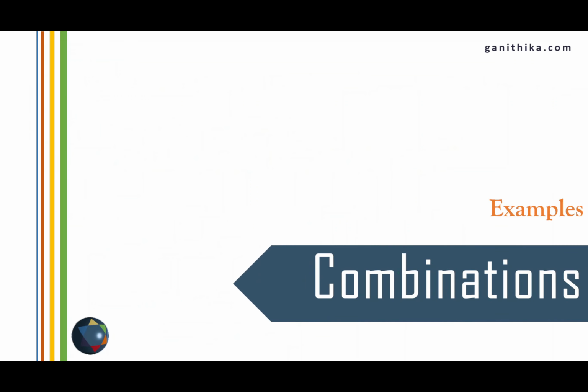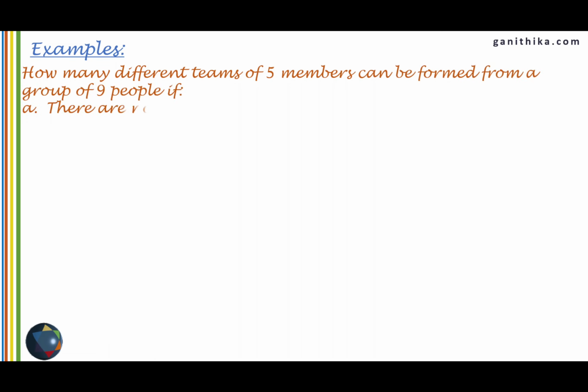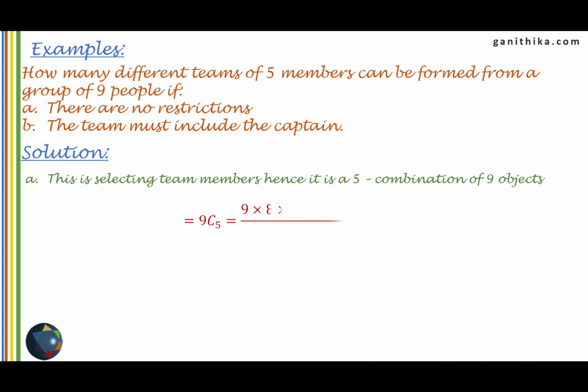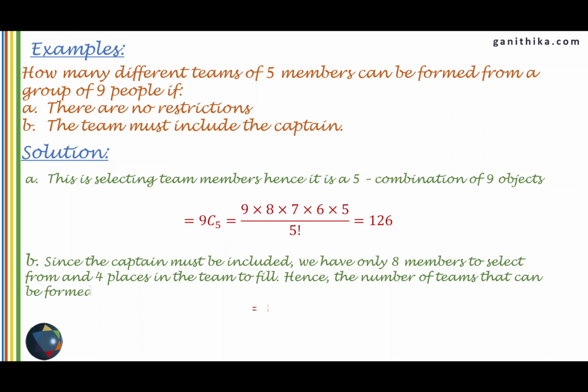Let's proceed further with examples with combination. The first example is: how many different teams of 5 members can be formed from a group of 9 people, without restrictions, and with a captain who is supposed to be in the team as well. The first question, A, has no restriction. Therefore, you have 9 people and you have to select 5 members out of the 9. This is a combination question, so this is 9C5. And 9C5 is 9 times 8 times 7 times 6 times 5 divided by 5 factorial. You can simplify this using your calculator and get the number as 126.